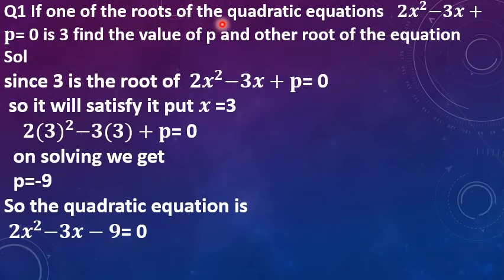If one of the roots of the quadratic equation 2x square minus 3x plus p equals 0 is 3, find the value of p and the other root of the equation. Let us come to the solution.